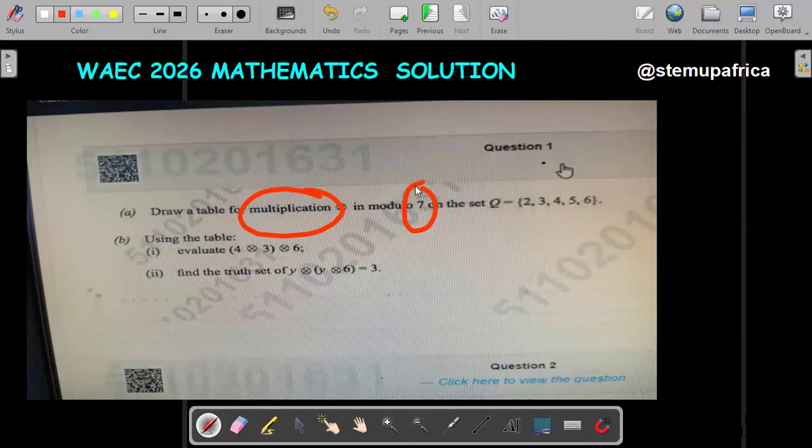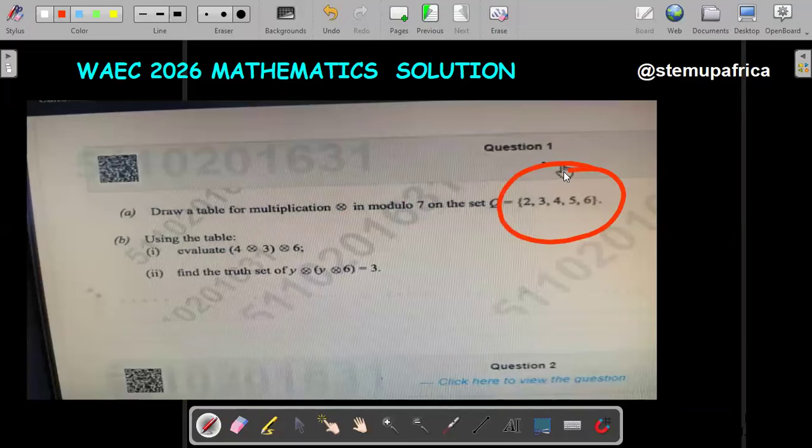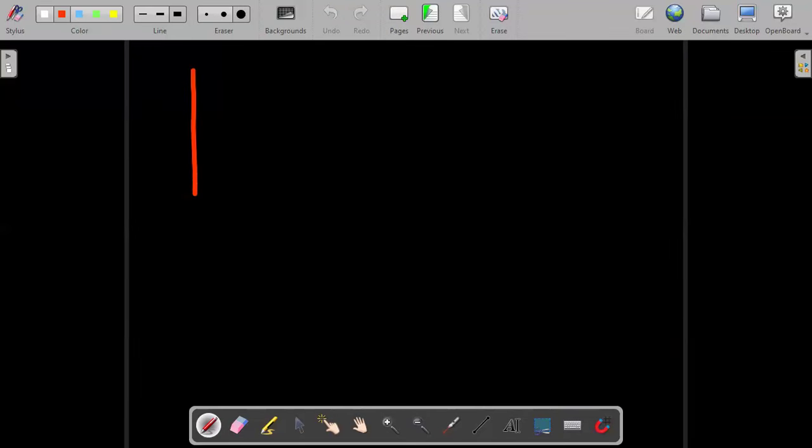I think it's just like number base. The highest number you must get will be 6. When I say modulo 7, the highest number you must get will be 6. It's just like the way you operate number base. So on this set of numbers, look at the set of numbers here. Look at the set. 2, 3, 4, 5, 6. So let's draw the multiplication table using modulo 7 for 2, 3, 4, 5, 6. So if I want to do that, this is what I will do now. I will draw the table now.